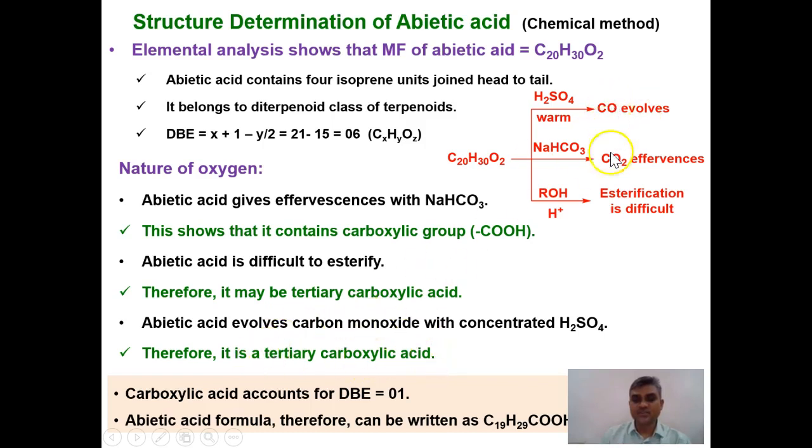On the basis of these three experiments, we have now proved that abietic acid is a carboxylic acid, and more specifically a tertiary carboxylic acid. This tertiary carboxylic acid corresponds to 1 degree of unsaturation. So out of 6 degrees of unsaturation, we have accounted for 1 degree of unsaturation. Now we can rewrite the molecular formula of abietic acid, since it contains COOH, as C19H29COOH.